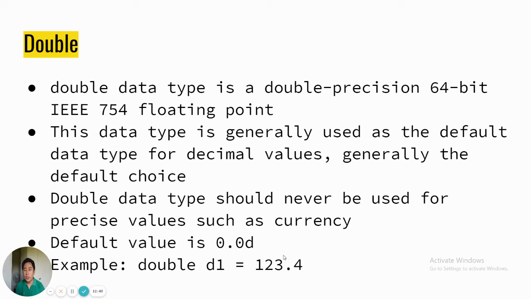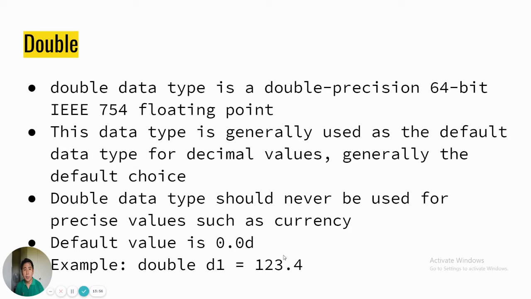So next, guys, is double. The double data type is 64-bit. This data type is also used for decimal numbers. It is used as the default data type for decimal values. So if we are going to use whole numbers, the most commonly used is int, but if we are talking about decimal values, the default is double. So for you guys, if you're going to use numbers with decimal, I recommend as well to use double. The double data type should never be used for values such as currency either. The default value of double is 0.0d, where d means double. An example of declaring a double variable is double d1 equals 123.4.